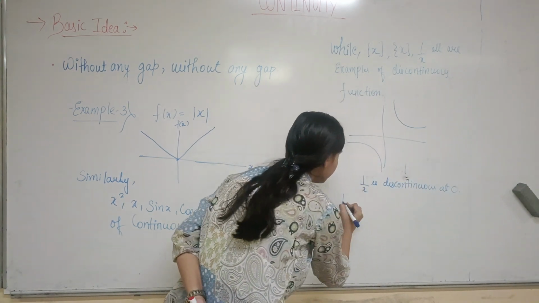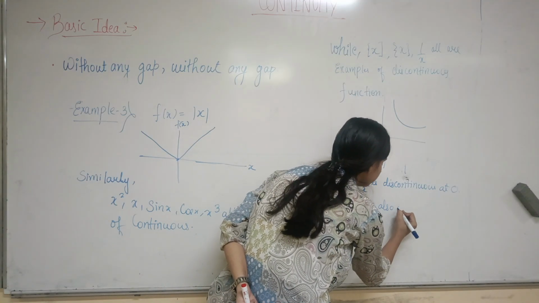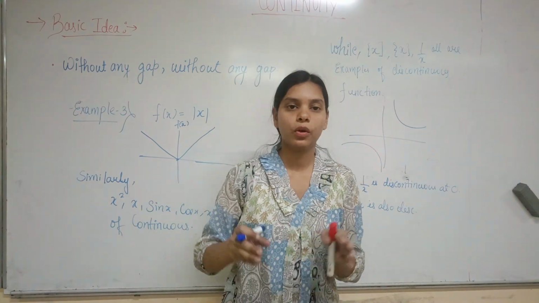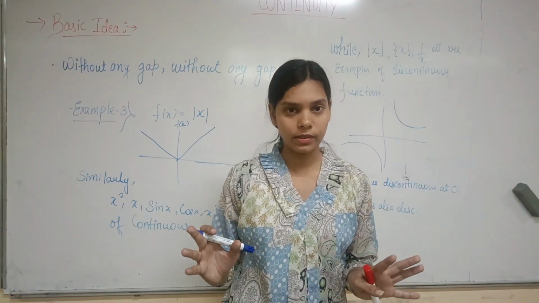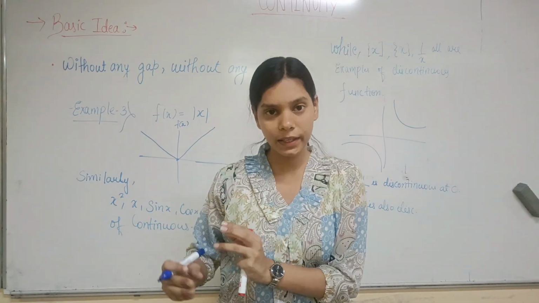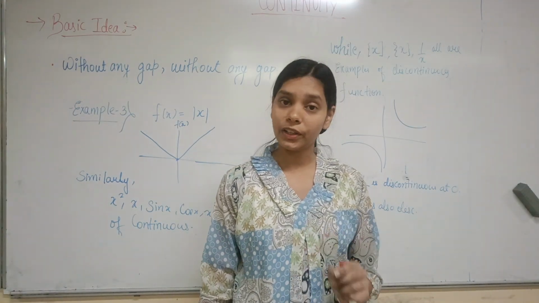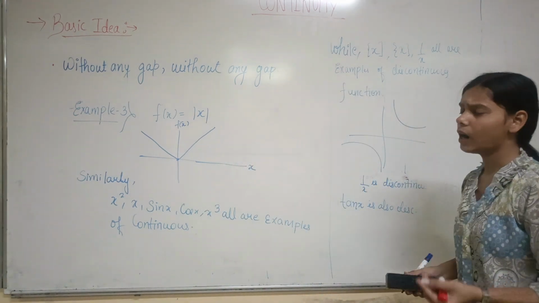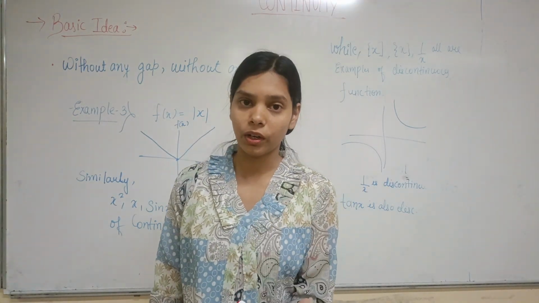Okay, similarly tan x is also discontinuous. Why? Because if we look from minus pi by 2 to pi by 2, the graph of the function is continuous, but after pi by 2 there is a break in the function, right? So this function is also an example of a discontinuous function, isn't it? Now this is all about how to decide the continuity of a function by seeing the graph only, right?